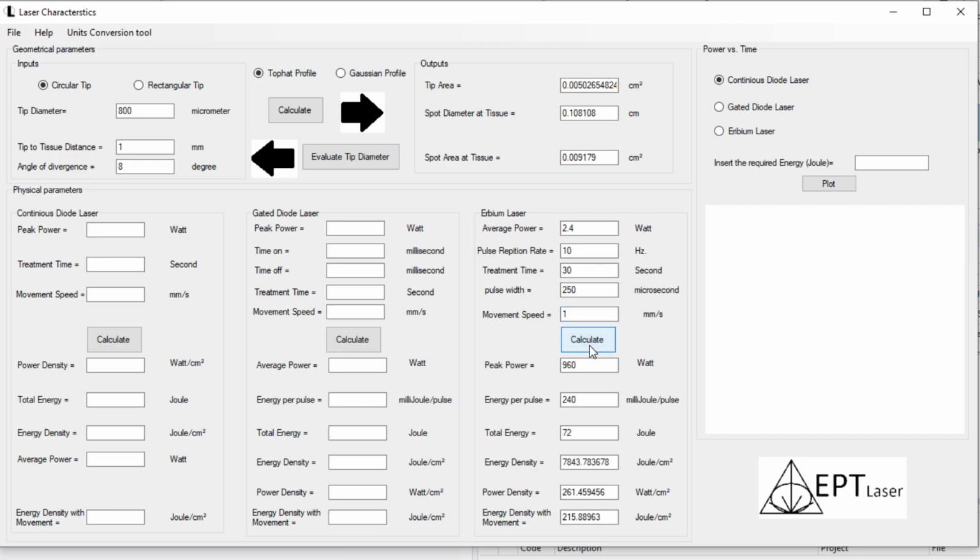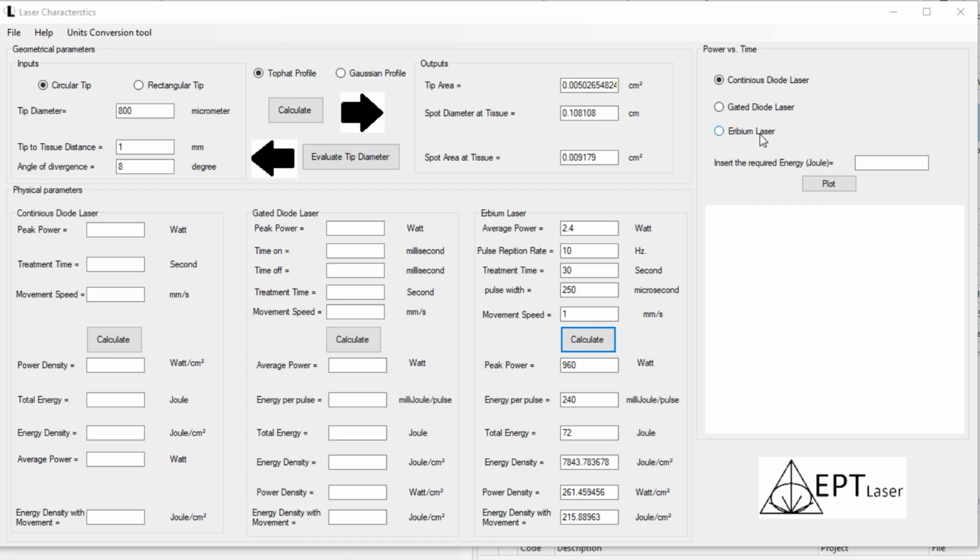second, I can calculate the peak power, which is 960 watt, energy per pulse 240 millijoule per pulse, and the total energy of 72 joule, and the energy density, joule per centimeter squared, power density of watt per centimeter squared, and the energy density with movement of 216 joule per centimeter squared. A similar calculation could be done for the gated dye laser and a continuous dye laser.